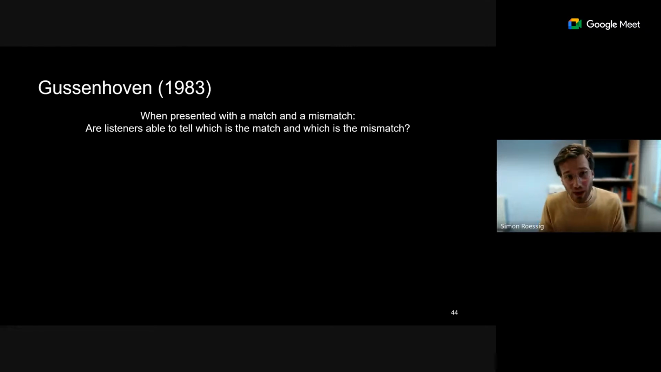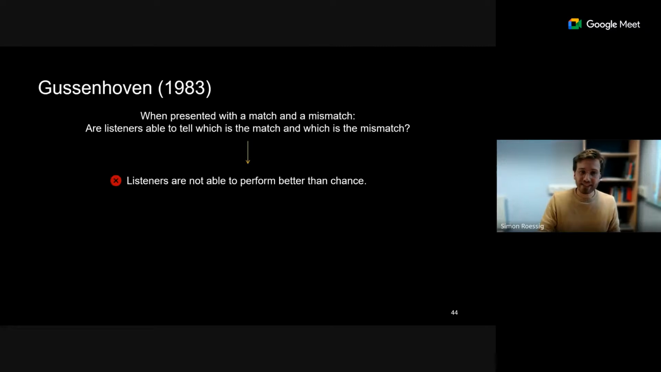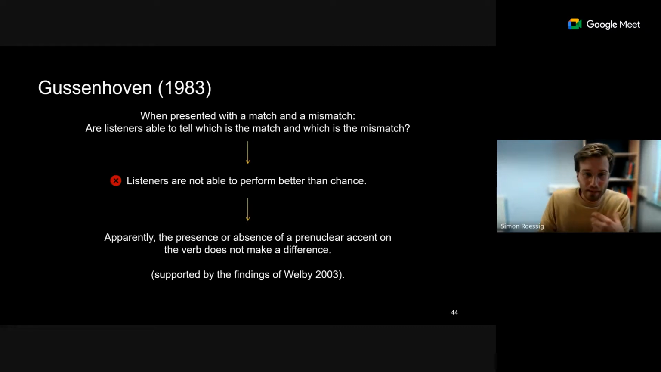Then he asked, when presented with a match and a mismatch, are listeners able to tell which is the match and which is the mismatch? That didn't seem to be the case. Listeners were not able to perform better than chance in this task. So apparently the presence or absence of a prenuclear accent on the verb does not really make a difference here. And this is also supported by the findings of Welby 2003.